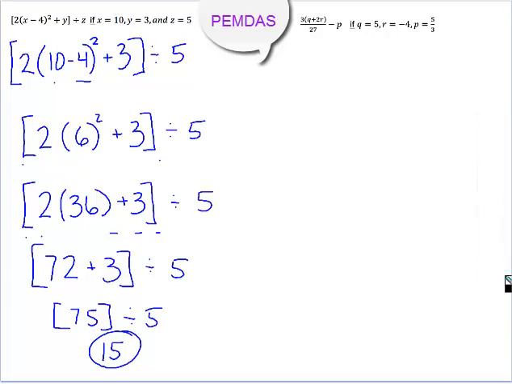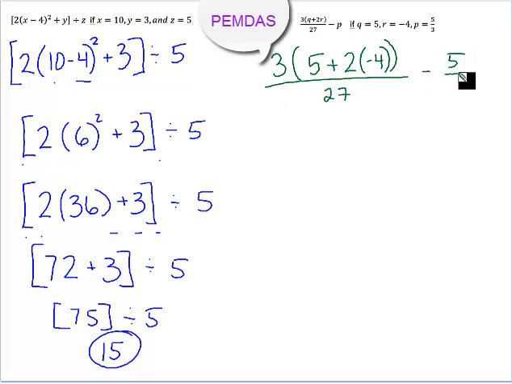3 times the quantity q plus 2r, all over 27 minus p, if q is 5, r is negative 4, and p is 5/3. So 3 times q is 5 plus 2 times r is negative 4, all over 27 minus p is 5/3. So order of operations, parentheses. We need to simplify this parentheses first. Within that parentheses, we see a multiplication of 2 times negative 4. So we're going to start with that. 2 times negative 4 is negative 8.